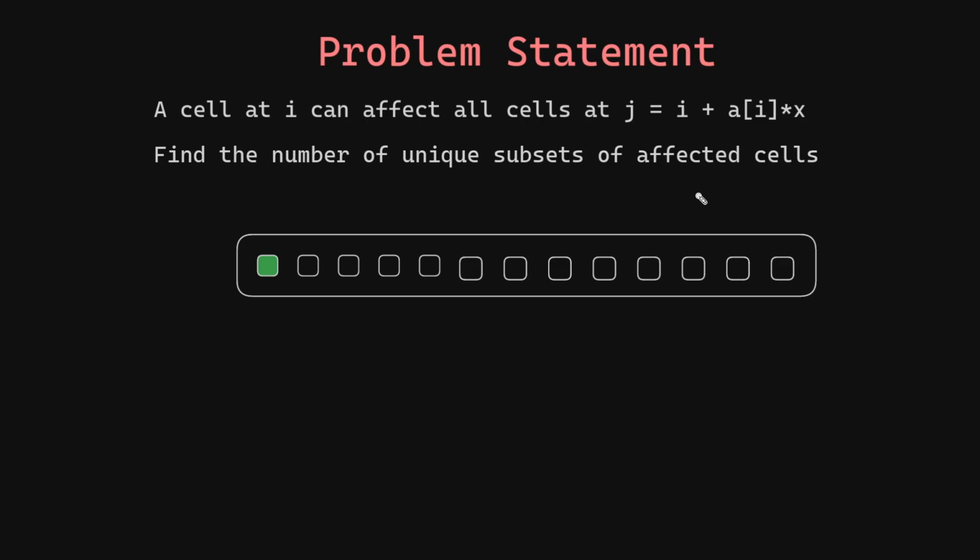This is a summary of the problem. Each cell can affect a cell that is at a distance which is a multiple of A_i, the number written on that cell. You can continue this process any number of times. At the end, you need to find out the number of unique subsets of affected cells.